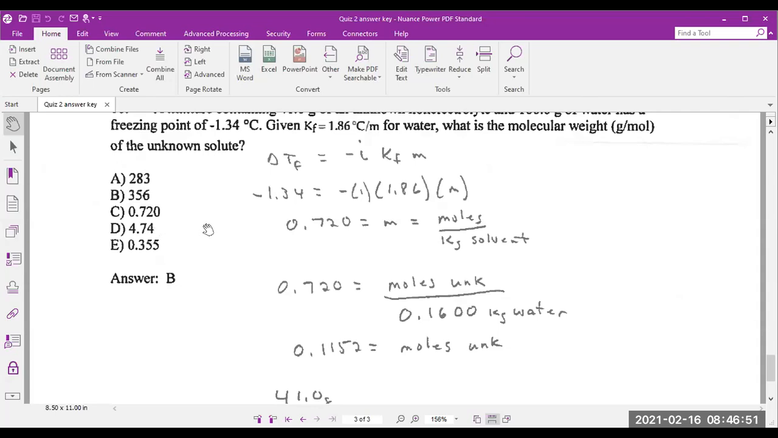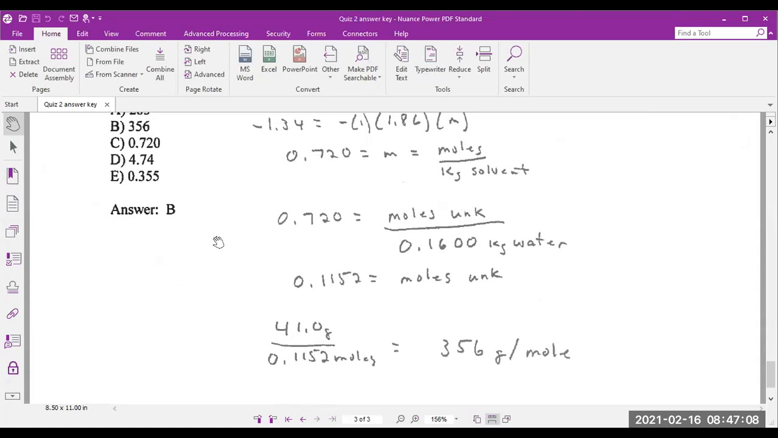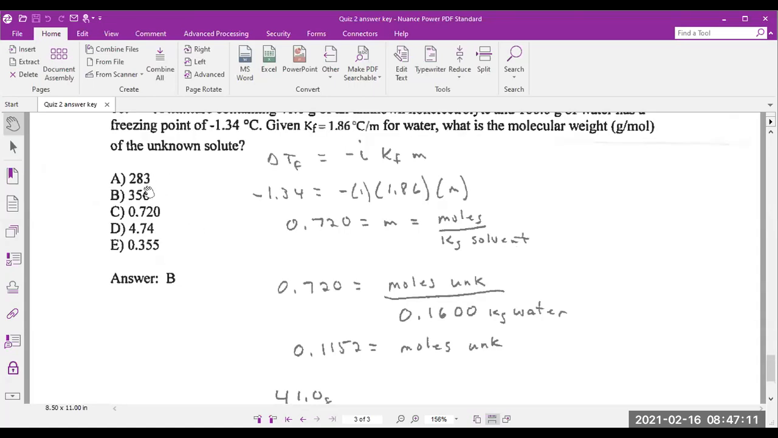4.74 is a pretty small number. It would have to be a pretty small molecule to have a molecular weight like that. So we could sort of rule that one out too. And that left us with 283 and 356. So my point here is, if you didn't know how to do this problem and you were going to guess, you should have guessed between 283 or 356. So you kind of had a 50-50 chance on that. Any questions about anything on the quiz?